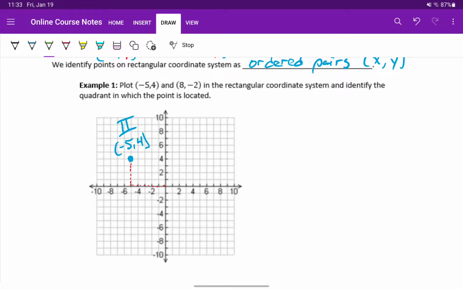To graph 8, -2, we'll start at the origin again and move to the right until we hit x equals 8, and then move down until we hit y equals -2, to get to our point 8, -2, which is in the fourth quadrant.